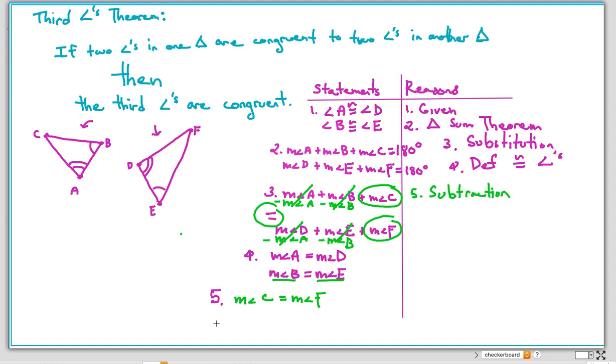Okay, and you could just write subtraction. 6. You're not done because you need to do, again, a seemingly redundant thing. You need to say if the measures of two angles are equal, then they are congruent. So here I have the measures of two angles being equal. That means that angle C is congruent to angle F. And this is definition of congruent angles. And now you show that this third angle is congruent to this third angle. The third angles are congruent.